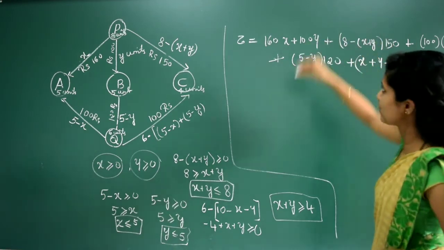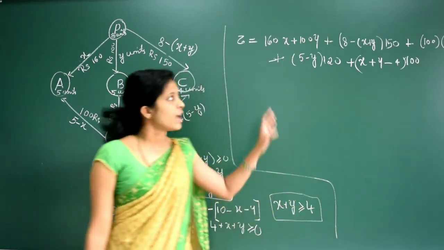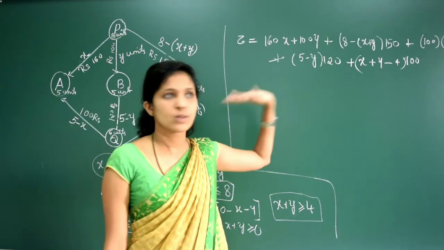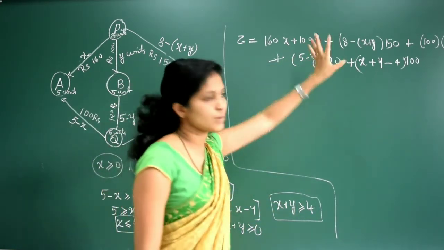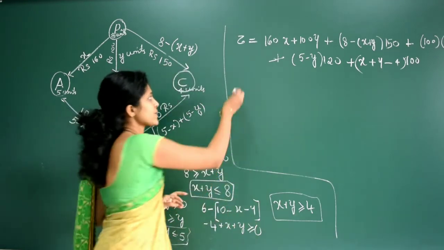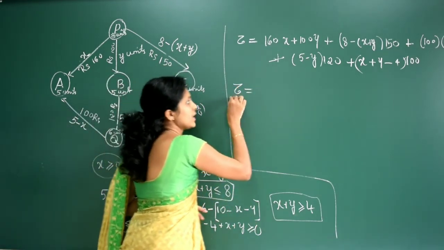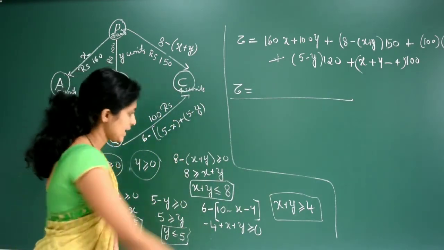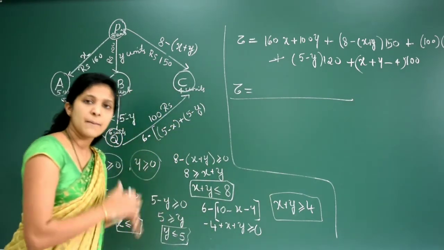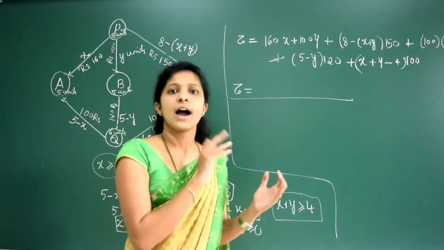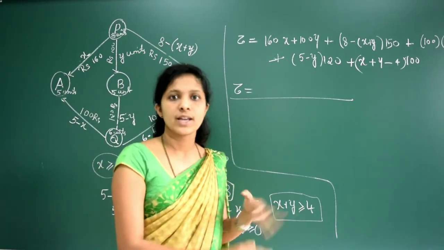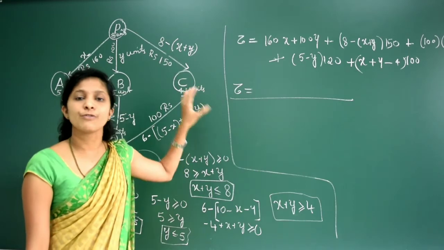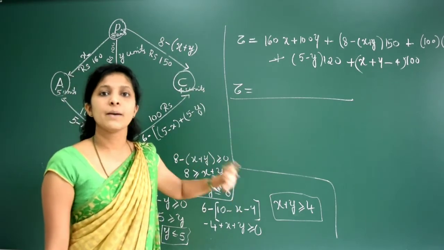Now you need to simplify this so that it will be of the form x plus y plus some constant, right? So some constants will be there. You have to write it so that you get the value of z. By simplifying this you will get the value of z, and the constraints are already there. By using this, draw the graph and find the corner points, then find the minimum values of x and y so that you can get the minimum cost.